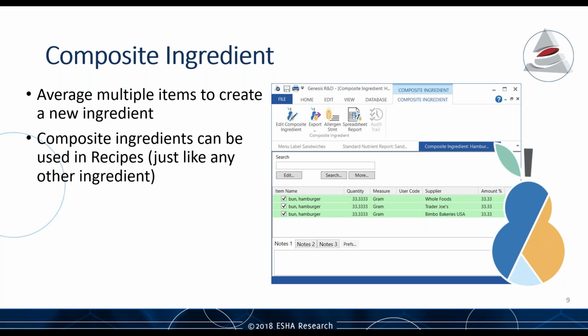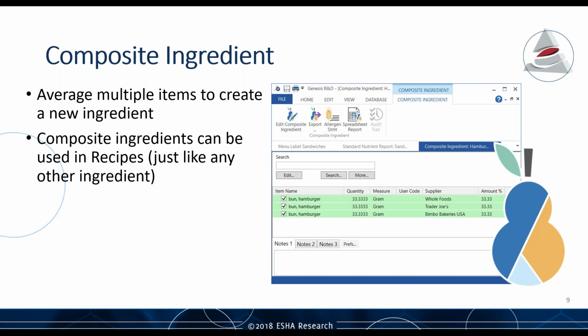When you make selections, Genesis brings in equal amounts of each ingredient and shows 100 grams of your newly created composite ingredient. So just a couple examples of how this could be used. If you want to create an average flour from multiple sources, you could create a composite ingredient. Or say I have 3 suppliers of hamburger buns, I can use the composite ingredient feature to create one average bun, as you see on the slide here.